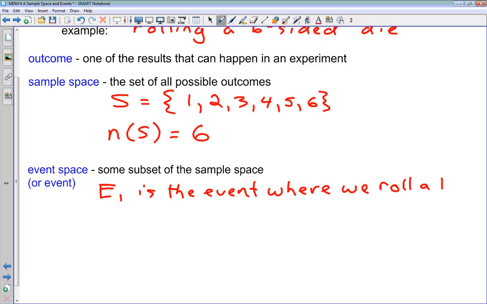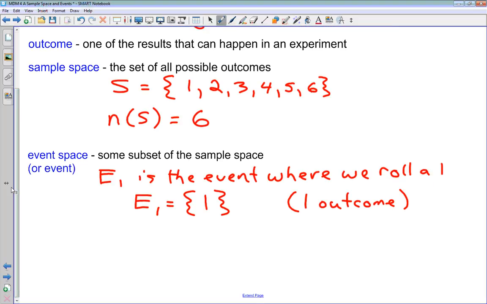E1, this event space, is a set. Okay? So we can write it as a set like this. Now, how many outcomes are there in this set? There's just 1, okay? Because it's just the set, the outcome where we roll a 1. So E1 here is a subset of our sample space. Okay? 1 is contained in our sample space. It's also in our set E1 here. So what we're saying here is that there's 1 outcome in this event that we've listed, E1.